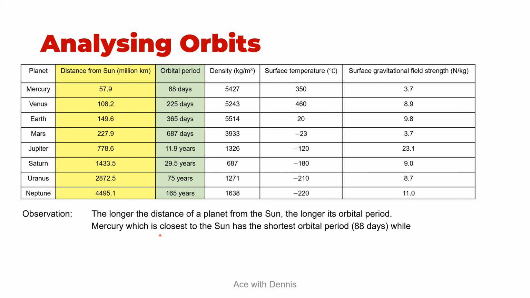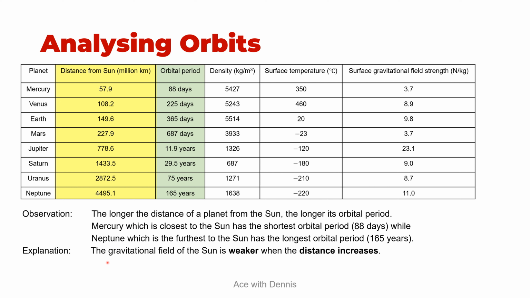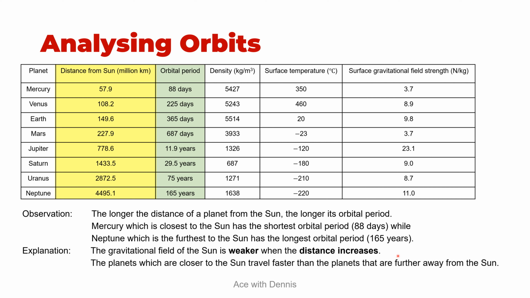Mercury, which is closest to the Sun, has the shortest orbital period, which is 88 days, while the last planet, Neptune, which is the furthest from the Sun, has the longest orbital period, and the period is 165 years. So here is the explanation why. The gravitational field of the Sun is weaker when the distance increases. The planets which are closer to the Sun travel faster than the planets that are further away from the Sun. Hence, they can complete their orbital cycle in a faster time.